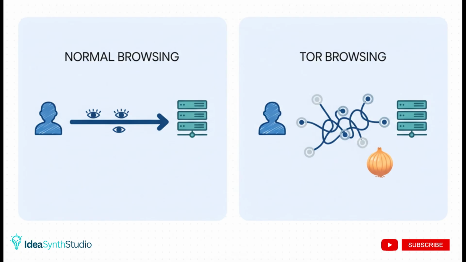So let's look at how this works. On the left, that's your typical internet connection. It's a straight shot from you to the website. Super direct, super efficient, and also super easy to track. But on the right, that's what browsing with Tor looks like. It's this messy, tangled path, on purpose. And believe it or not, that mess is where the magic of anonymity really happens.